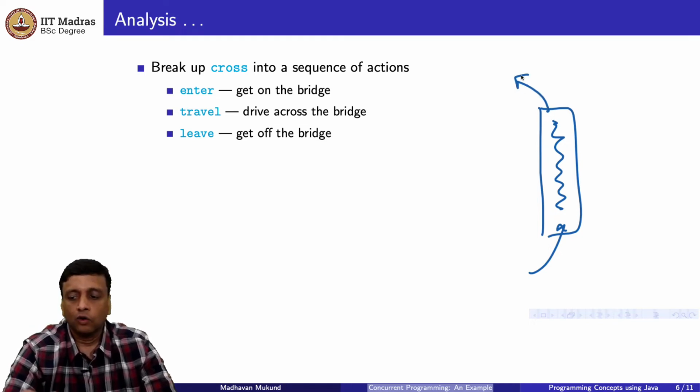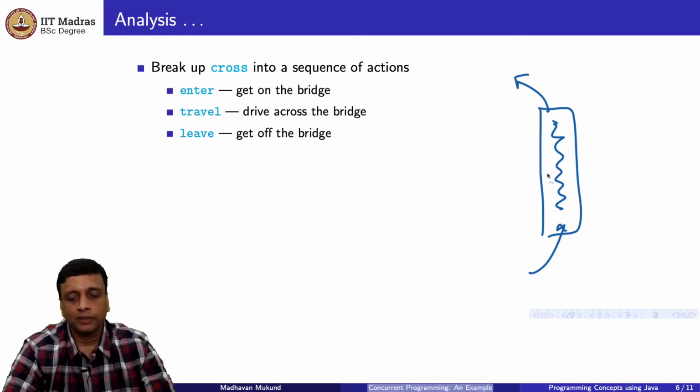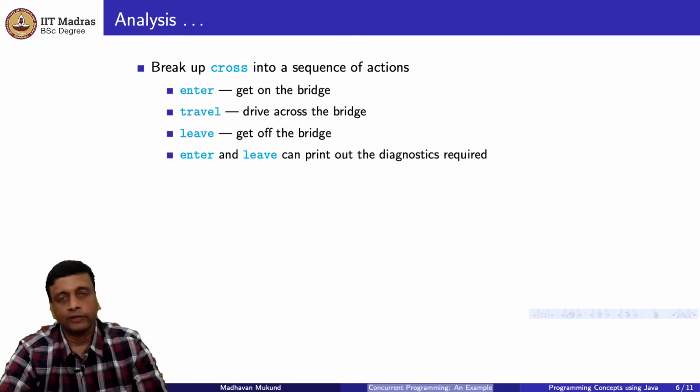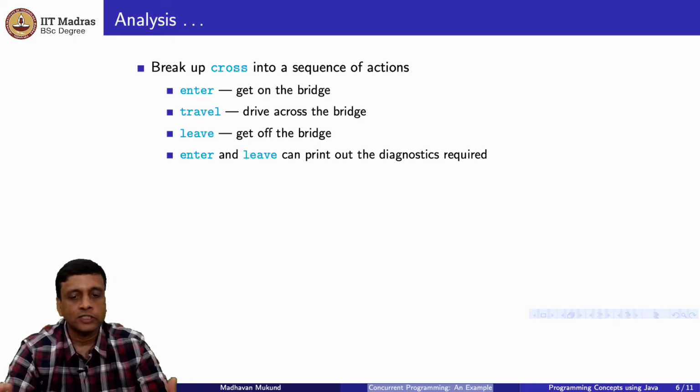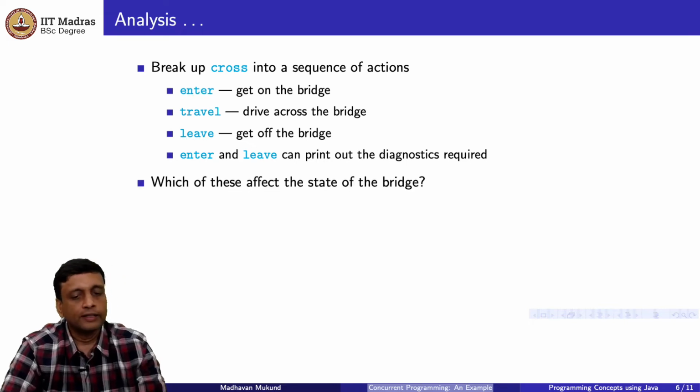Right. Now, the process of going across the bridge is harmless, but enter and leave are the ones which actually do something. That is where either you have to switch the direction, or you have to wait, or you have to enter and you have to leave. So, all the diagnostics will be printed by these two functions, enter and leave, and those are also the functions which affect the state of the bridge, right.